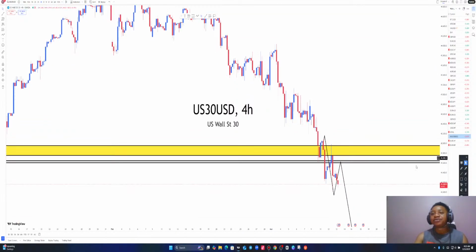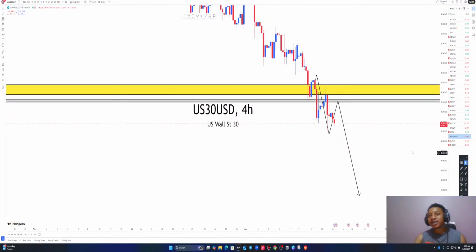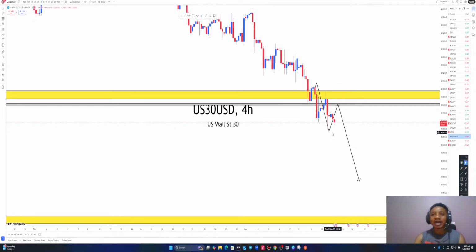So this is the 4-hour time frame of US30. I can even see that we had an entry structure over here which has played out, but I wasn't aware. So let's take it off, and then prepare for a new one.